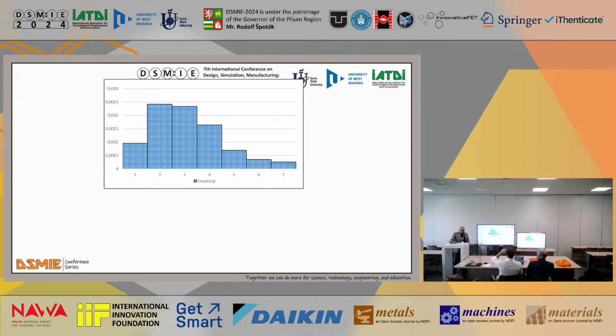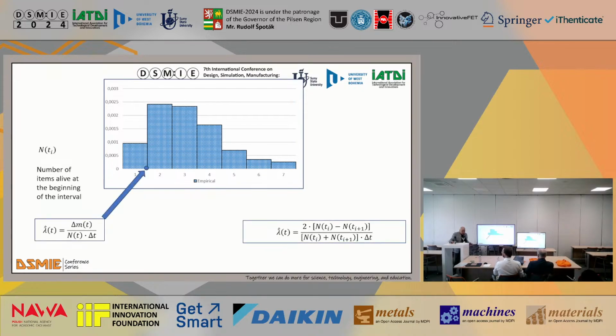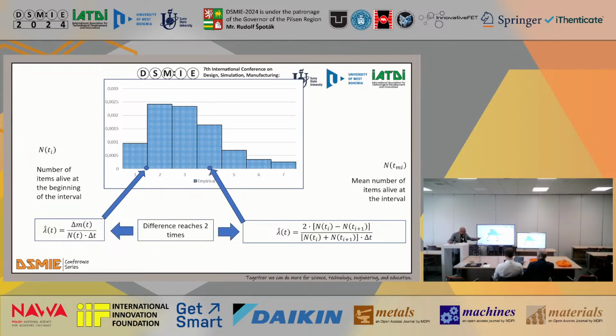Problem one, the availability of two approaches for calculation of the failure rate. According to the first one, the number of objects alive at the beginning of the interval is taken into account. And according to the second approach, the mean number of items alive in the interval is taken into account. The difference between the two approaches reaches 2 times. So there's the problem of how to calculate it if the difference is 2 times.